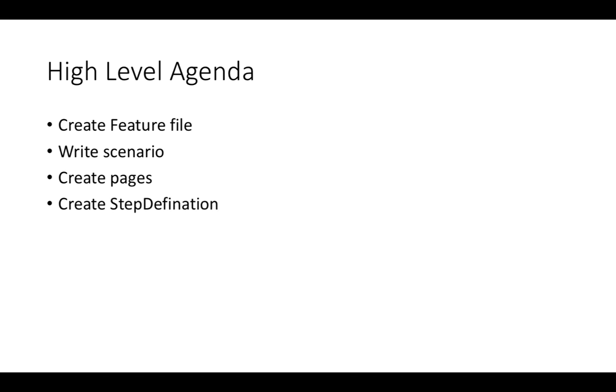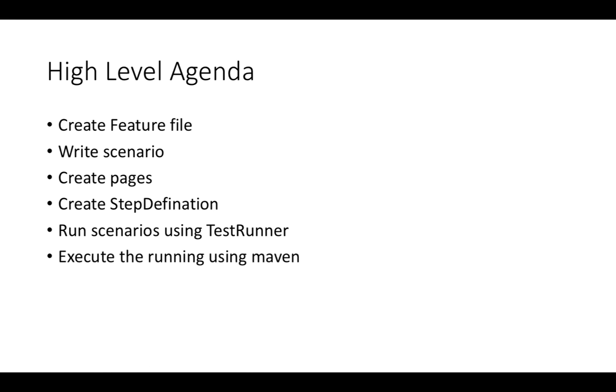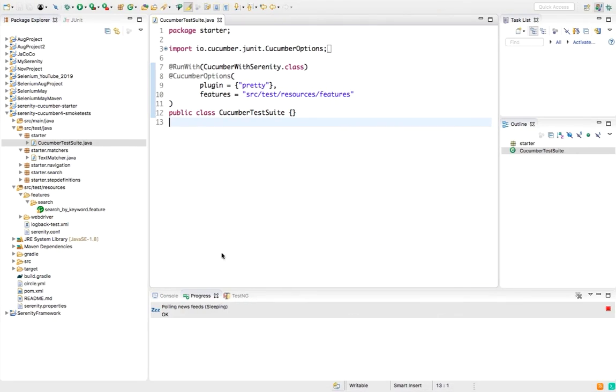So we'll go ahead and create our first feature file. We'll write the scenarios within that feature file, and we are going to use page object model again. So we are going to create pages, and once we're done with the pages, we'll write our step definition file. We'll execute that step definition using test runner, and finally we will execute this test runner using Maven. So let me switch back to Eclipse.